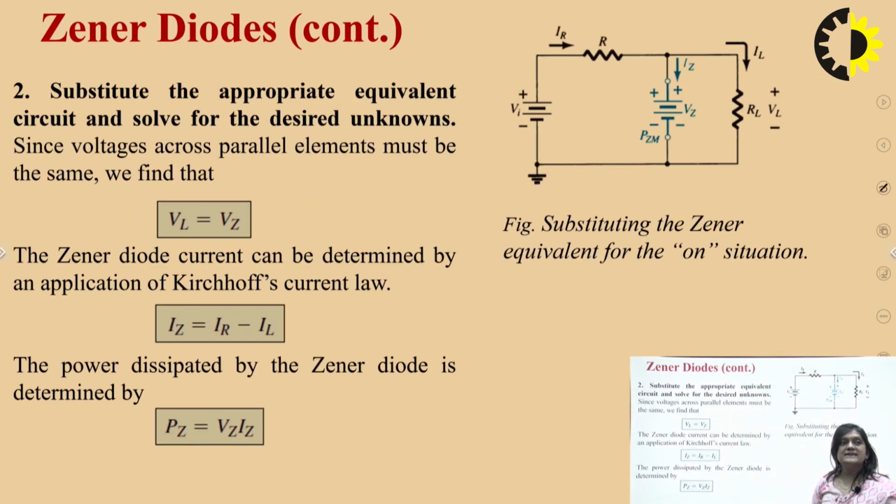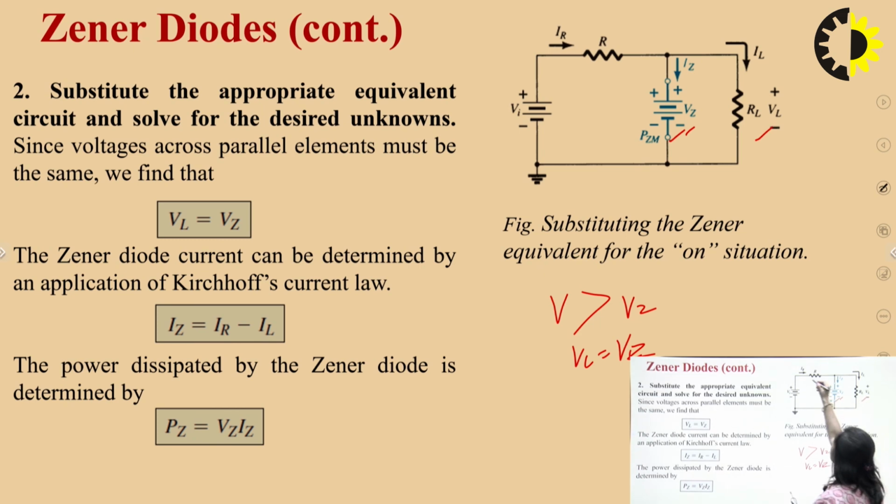Now the second case. In this case we have replaced the Zener diode with the VZ potential, when we have found that V is greater than VZ. So VL is equal to VZ. We have replaced the Zener diode with the VZ potential, and that's why we can see from the diagram VL is equal to VZ.